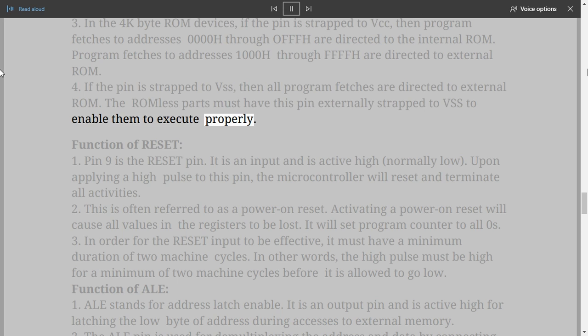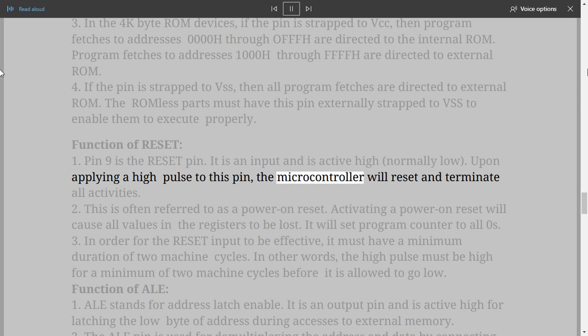Function of reset. 1. Pin 9 is the reset pin. It is an input and is active high, normally low. Upon applying a high pulse to this pin, the microcontroller will reset and terminate all activities.